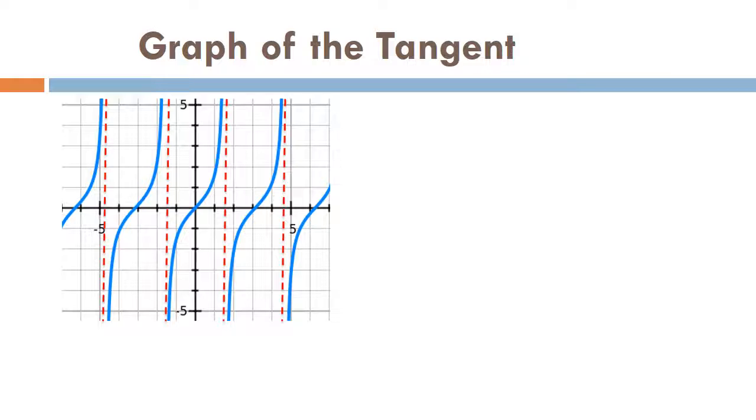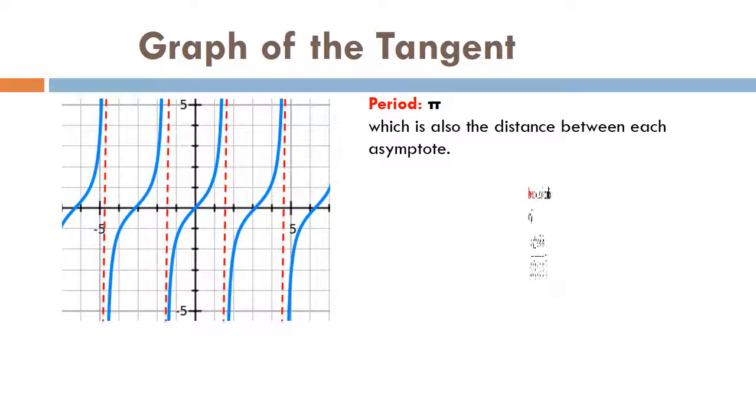So here's what the graph looks like, and you'll notice we have asymptotes for the tangent at pi over 2, and then again at 3 pi over 2, everywhere where the cosine of x would be 0. The period for tangent is pi, which is also the distance between each asymptote. So for tangent, the period's different. Sine and cosine, remember, were 2 pi. Tangent goes through everything within pi.